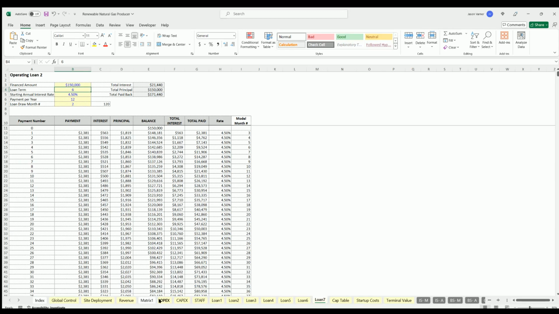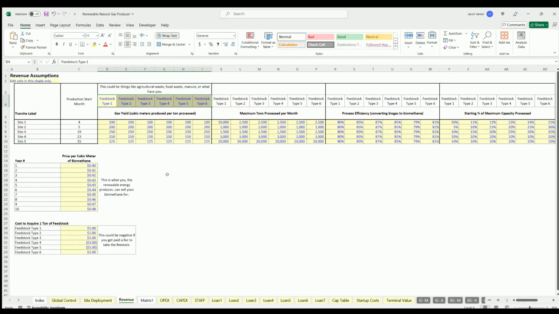I would also like to note all of these assumptions for the feedstock yield and all that, I've just put in arbitrary data. You would go in and research yourself to figure out what numbers make sense for your plan and scenario.